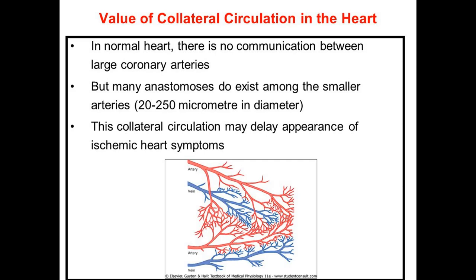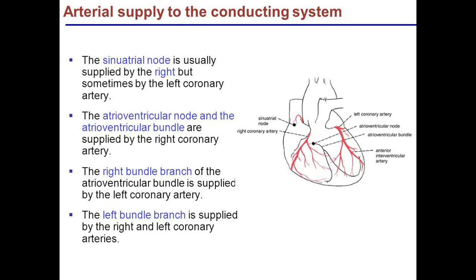In a normal heart, there is no communication between the large coronary arteries, but many anastomoses do exist among the smaller arteries, 20 to 250 micrometers in diameter. This collateral circulation may delay the appearance of ischemic heart symptoms. Good. Then the arterial supply of the conductive system.